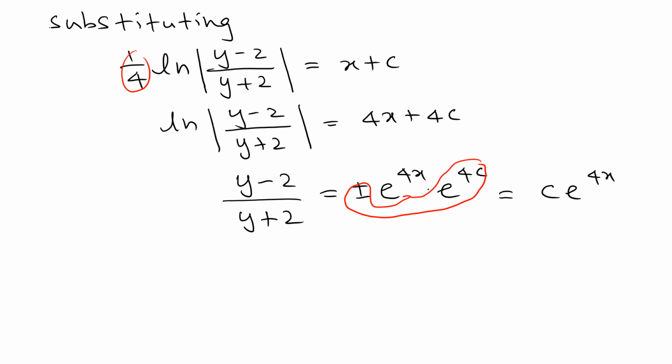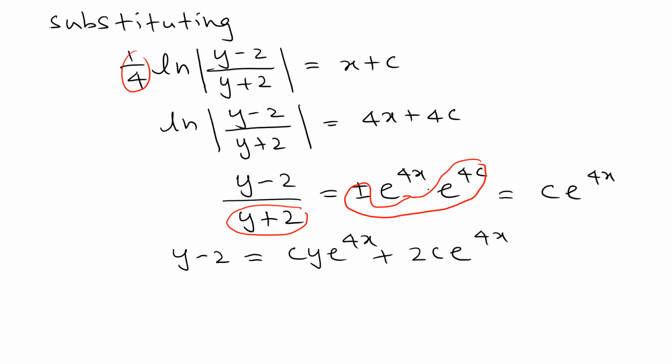How to solve for y? What we normally do, we're going to do the cross multiplication. We're going to multiply both sides. So when you do that, you can write this one as y minus 2 equal, if you multiply by y plus 2, on the other side you're going to get c y e to the 4x, that's the first term, and then 2c e to the 4x. Now what we're going to do, we're going to bring y terms to one side.